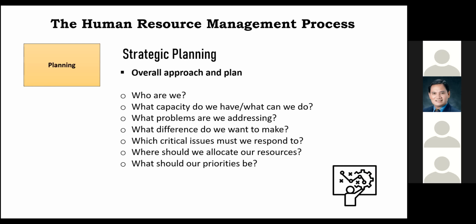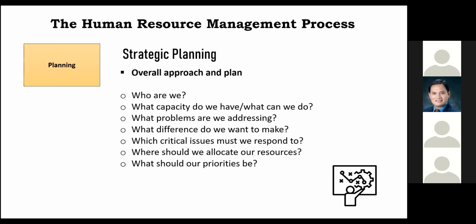we have the strategic planning, which is an overall approach and plan that answers the following questions. Who are we? So it is a self-assessment. What capacity do we have? What can we do? So it is still a self-assessment of the in-house capacities, and then we also determine the problems and the way to address them. And then, what is our purpose? What difference do we really want to make? What is our mission? What is our vision? And then if there are any critical issues that we must respond to.